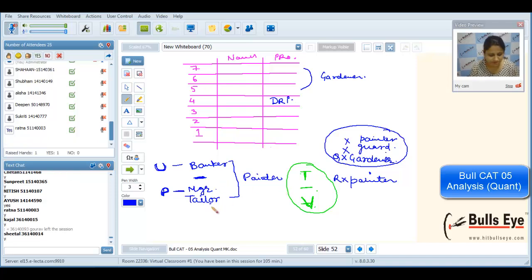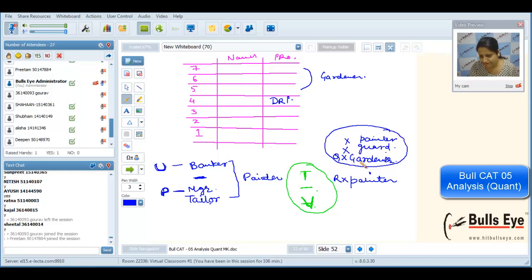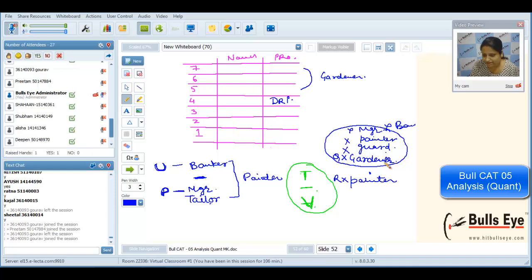Now, come to the clubbing of all these directions. Can we say Q is neither the gardener nor the guard nor the painter? We have 7 professions. 3 are gone for Q. And U is the banker, P is the manager. That's why U cannot be manager as well as U cannot be banker. Q cannot be gardener, guard, painter, manager and banker. So the profession left for Q is either driver or tailor. That is the thing we can conclude from the whole thing.